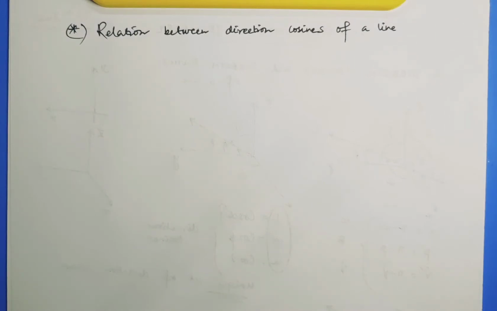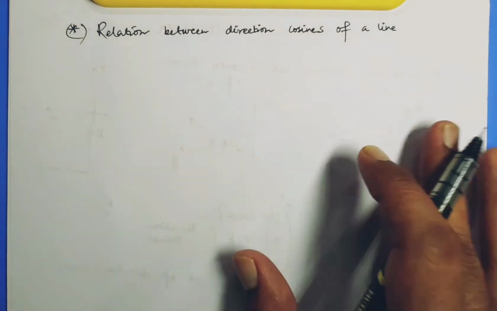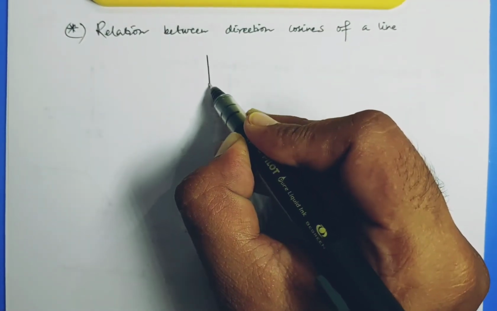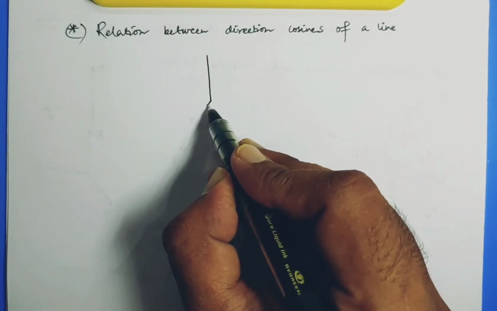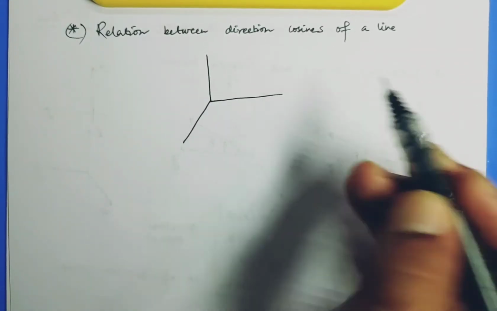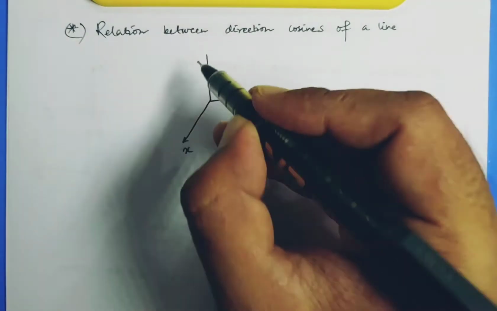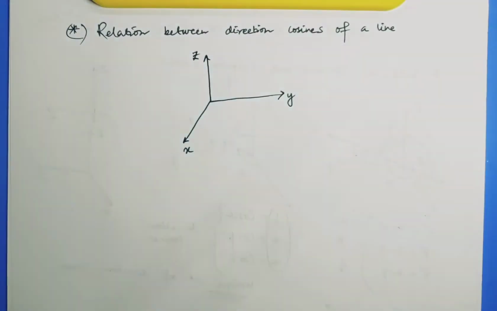Now our next topic goes like this: relation between direction cosines of a line. So what type of relation does the direction cosine of a line have? That's what we are going to discuss here. So we already know, let's go with this one. Suppose we have the 3D, this one. So this is our X, this is our Y, this is our Z, right?